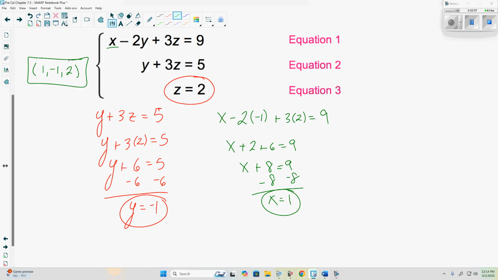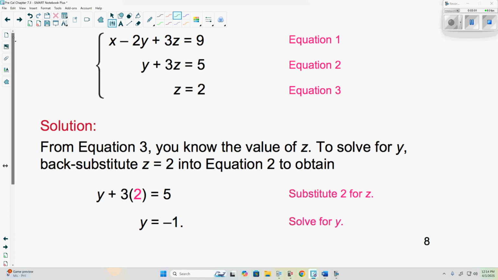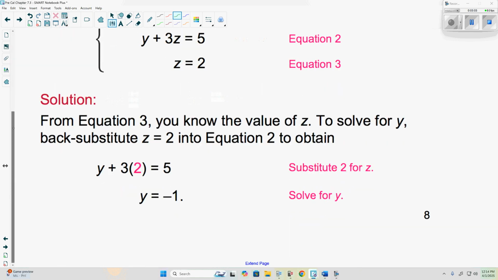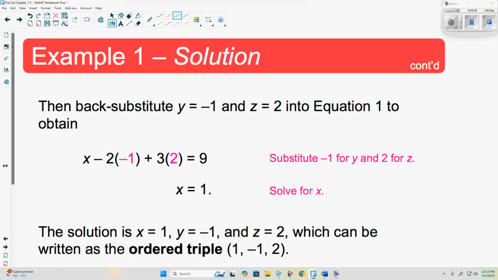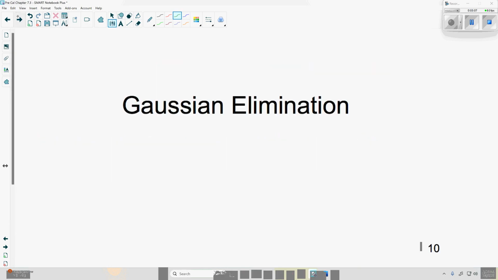Questions on this here? Substitute in, we got -1. Substitute back in, we found our ordered triplet.